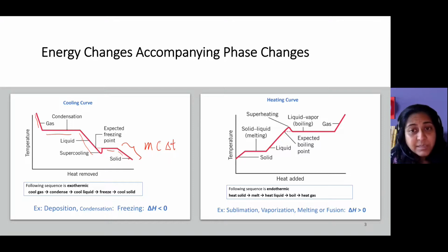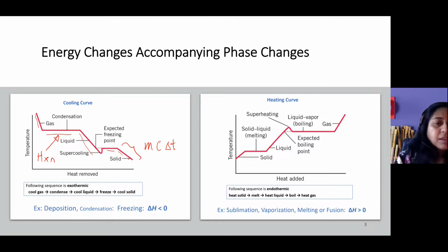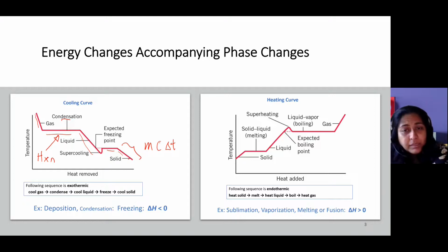M is the mass, C is the specific heat, ΔT is the temperature change. The heat involved in the flat lines can be calculated by the molar heat for that process times the number of moles. So if it is the change from gas to liquid, the process is condensation. Then that would be the molar heat of condensation. If it is going to be heating, then it is known as the heating curve.